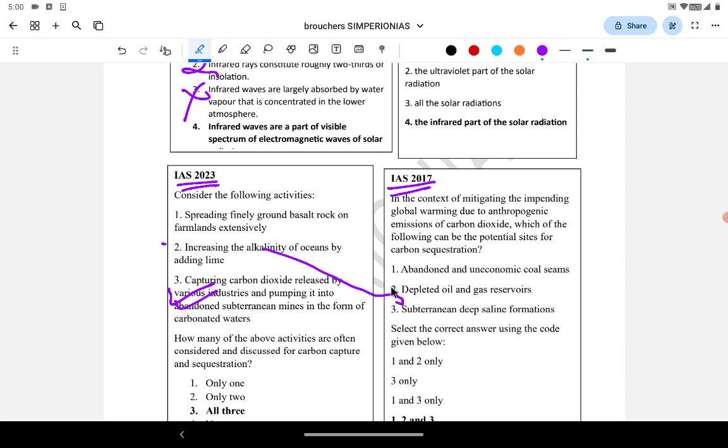The second option is the ocean, increasing the salinity of the ocean by adding lime. Sorry, the second is this: subterranean deep saline formation, that is, capturing the carbon dioxide from industries and pumping it into the water or subterranean coal. So you have this option which was asked previously, and carbon sequestration was also asked in previous years, literally 4-5-6 years back. You should explore this particular question a little more, since even one or two options are repeated from the PYQs.